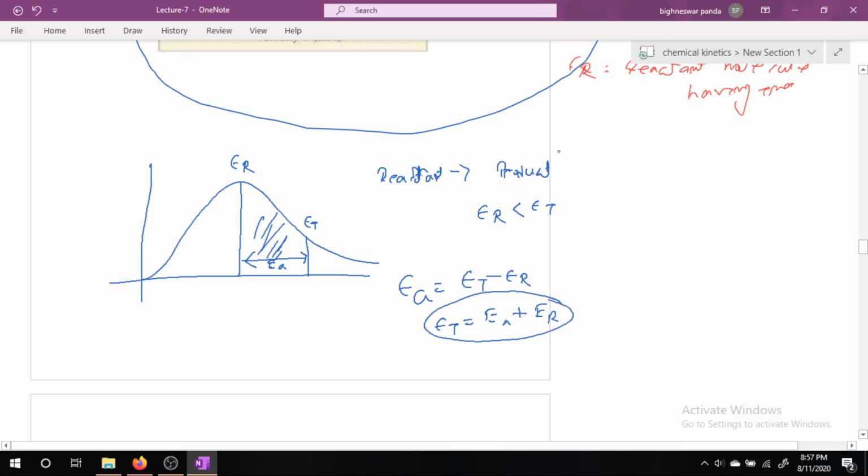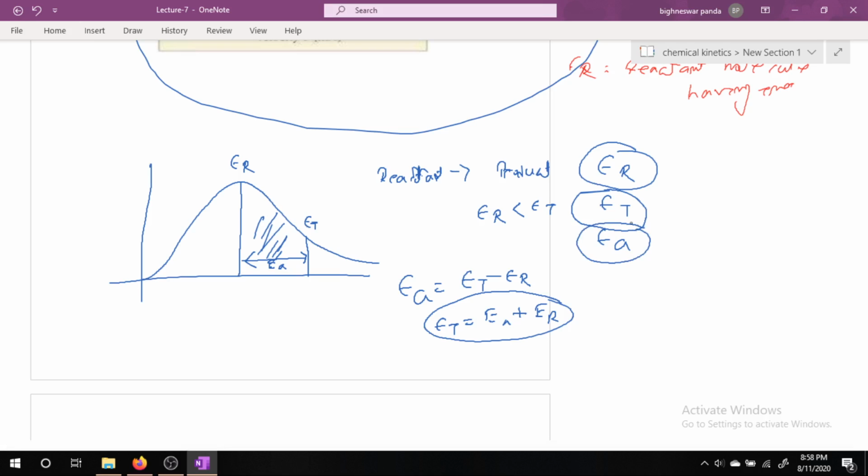So what are ER, ET and EA? ER means the energy possessed by the reactant molecule. ET means the minimum amount of energy that must be possessed by the reactant molecule in order to convert into product. EA means the extra energy that must be supplied to the reactant molecule in order to pass the energy barrier, that is threshold energy. So this is all about energy of reactant, threshold energy and activation energy.